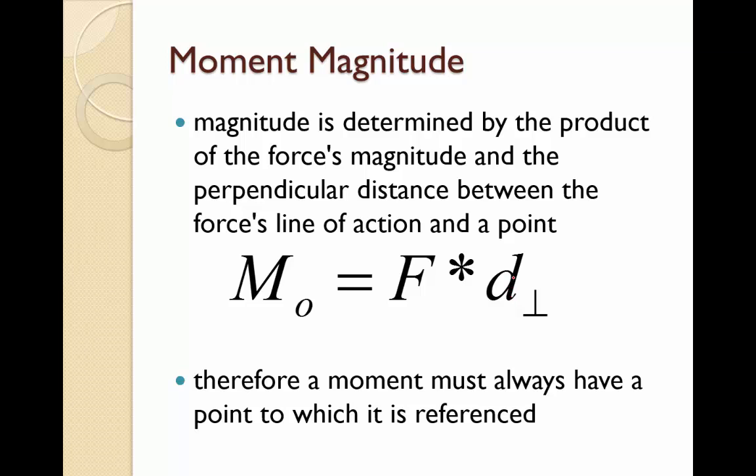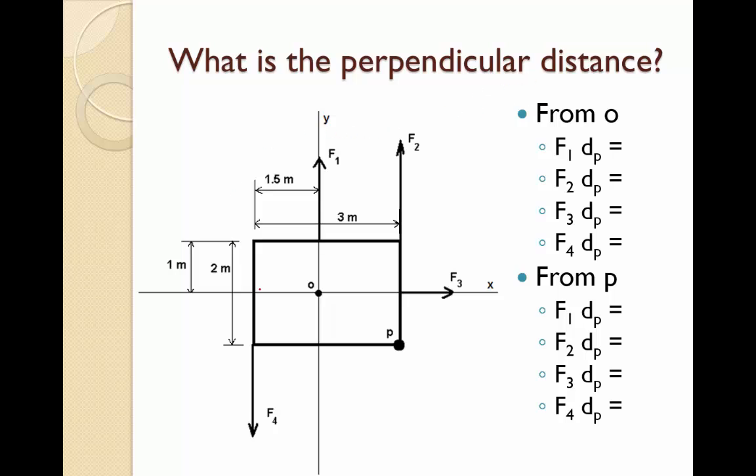The magnitude of a moment is determined by the product of the force's magnitude and the perpendicular distance between the force's line of action and a point. That's written as M sub O, where O is the point that we're analyzing the moment from, equals force times d perpendicular. D perpendicular is also in some courses known as the radius, but I'll refer to it as the perpendicular distance. Because of that definition, force times perpendicular distance, there's always a point to which you have to reference a moment. So, looking at this particular image, let's do some examples.